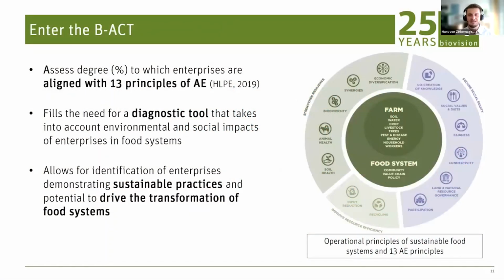And so this is where the BACT, the Business Agroecology Criteria Tool, comes into play. It's a tool that is designed to assess the degree to which enterprises are aligned with each of the 13 principles of agroecology, and we can see those principles in the diagram to the right. It also assesses how aligned they are with the three major operational principles of sustainable food systems, which are strengthening resilience, securing social equity, and improving resource efficiency.